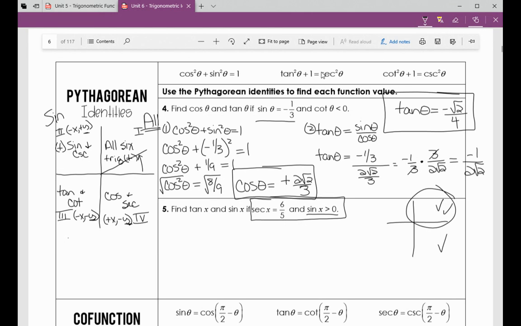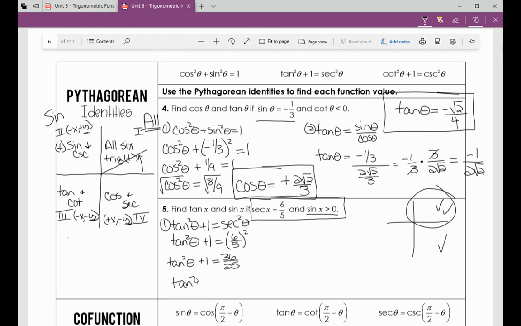All right, so the first thing that I am going to do is I'm going to grab this formula, tangent squared theta plus 1 equals secant squared theta. I'm going to replace secant with, I know it says x and I'm using theta, it's just a bad habit when I do trig. That would be 6 over 5 squared. So I get tangent squared theta plus 1 equals 36 over 25.